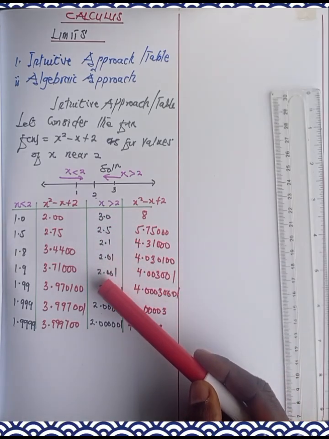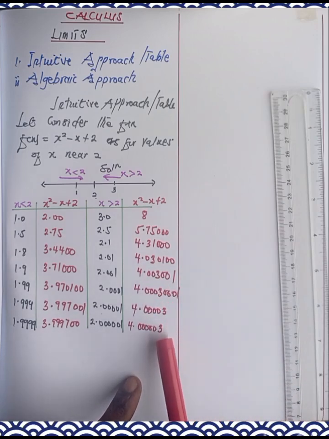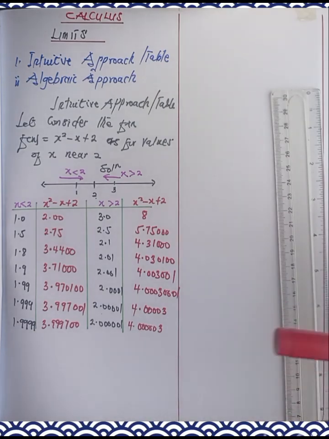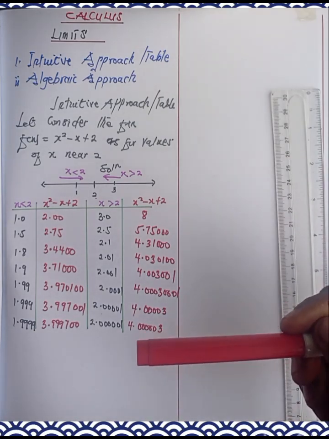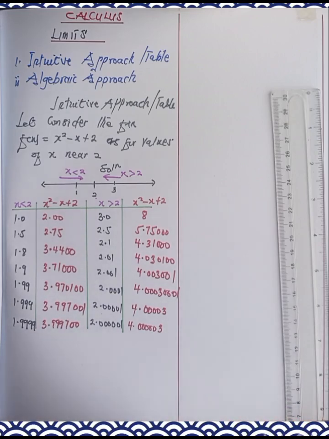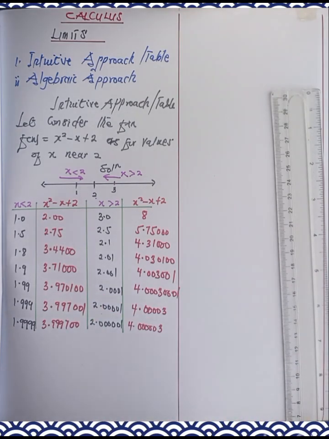Now when we come back to the values of x approaching 2 from the right, we can see that the limit of the function is approaching a certain value, and that value is what? Is 4. So it means that on either side of 2, the limit of the function is approaching 4. In fact, we can make the function get closer and closer to 4 by taking x values sufficiently closer to what?